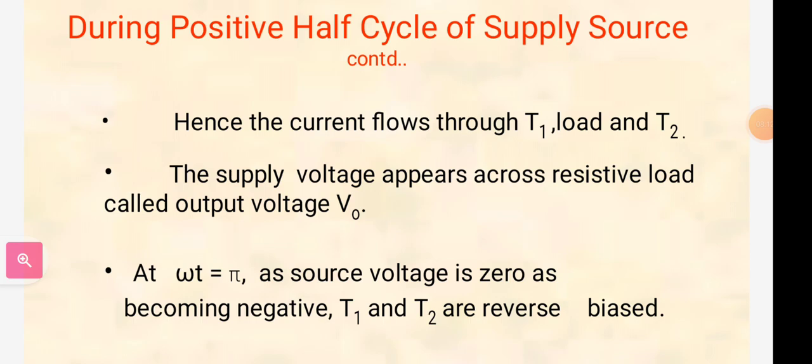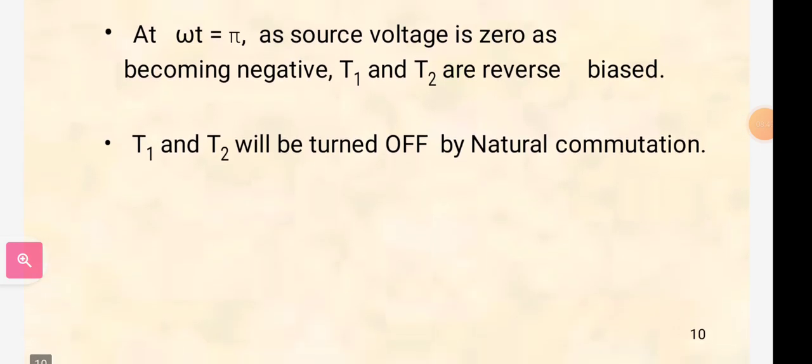The supply voltage appears across the resistive load as output voltage V0. At omega t equal to pi, as the source voltage is 0 and becoming negative, T1 and T2 are reverse biased. I will discuss this again with the diagram. T1 and T2 will be turned off by natural commutation.